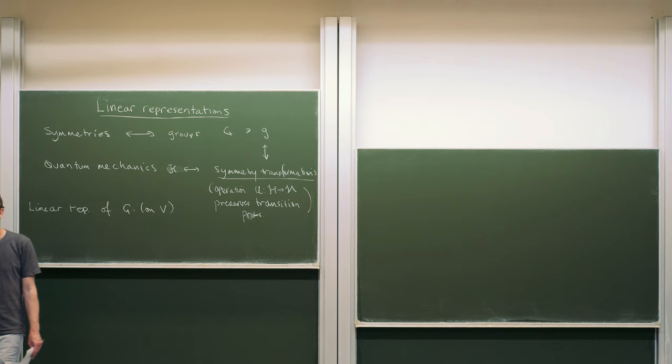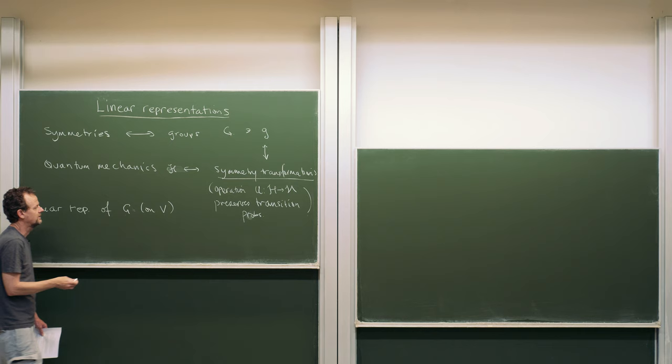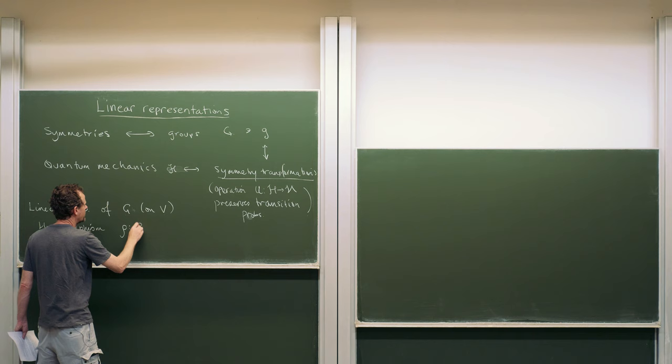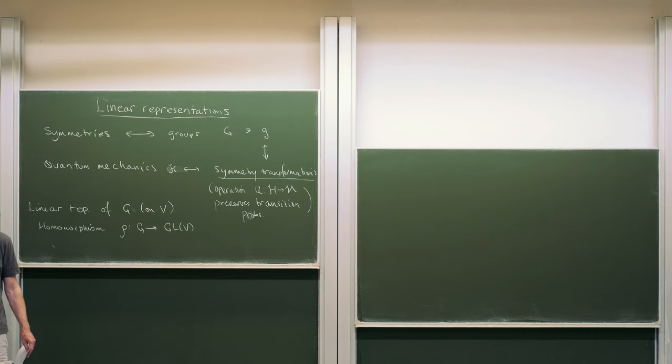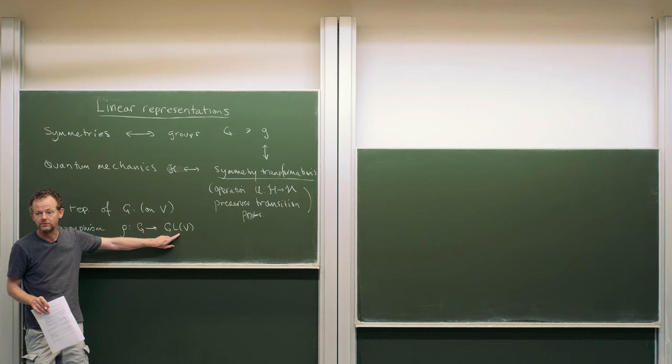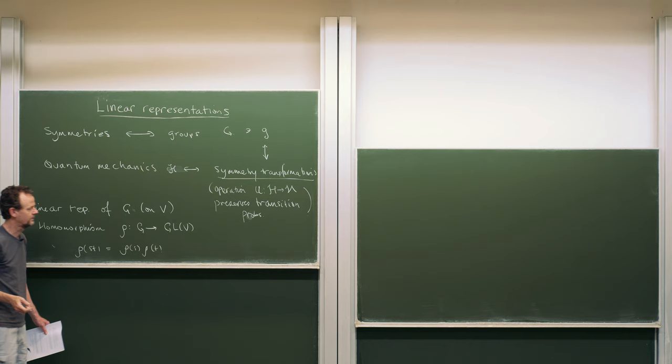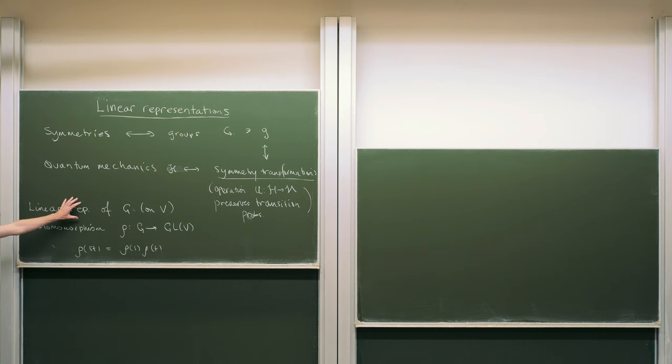What is a linear representation of a group on a complex vector space V? It's a homomorphism rho from G into the group of invertible linear transformations of that vector space V. This is not directly connected to quantum mechanics yet. And that means that if you've got ST inside the group, then that's the same as doing first T, then S, via this linear transformation rho. So this is the standard mathematics definition of a representation of a group. For every element of the group, you have a corresponding operation that does the corresponding symmetry on the vector space V.